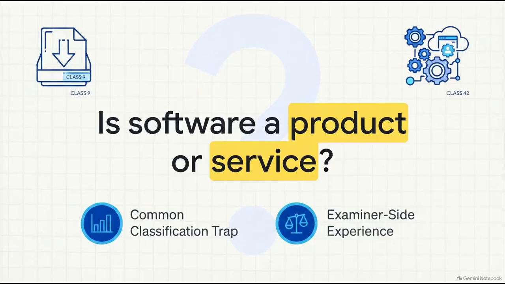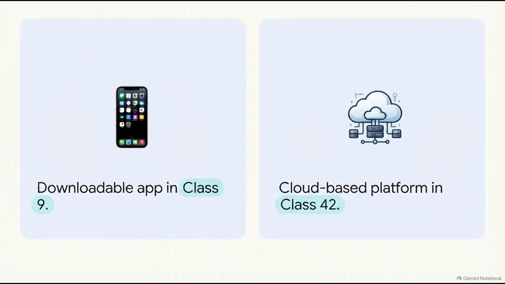Now, let us look at another major point of confusion. Is my software a downloadable product under Class 9 or a service under Class 42? From our examiner side experience, this is the most common classification trap we see. A downloadable app belongs in Class 9 as a product. A cloud-based platform accessed without downloading anything is typically a service under Class 42.